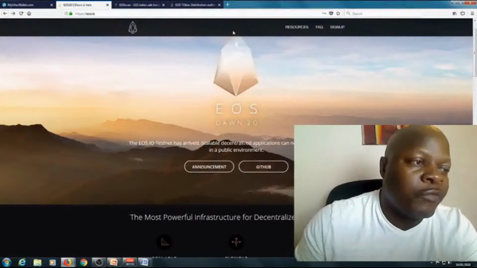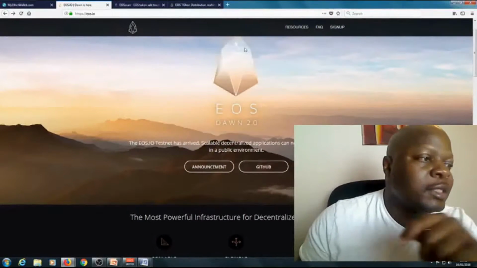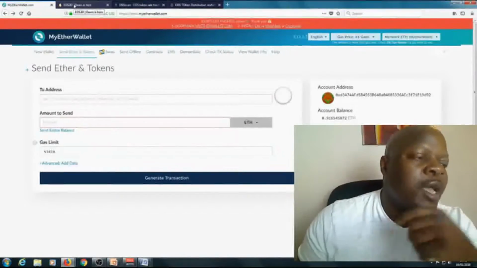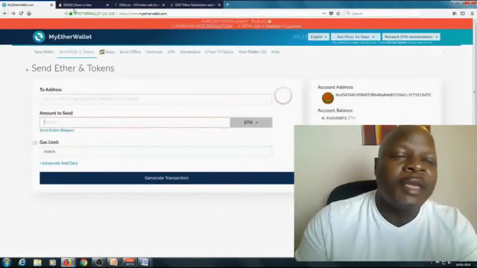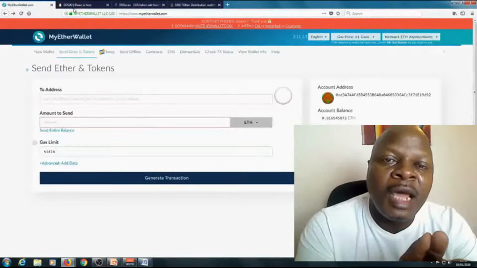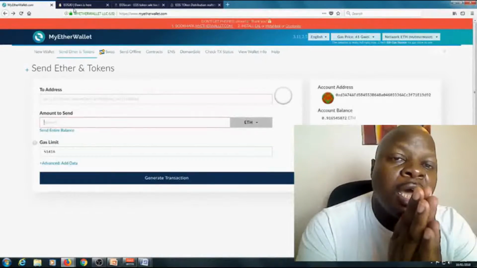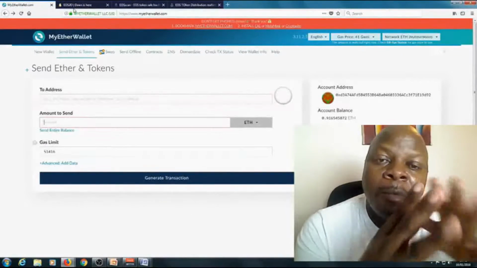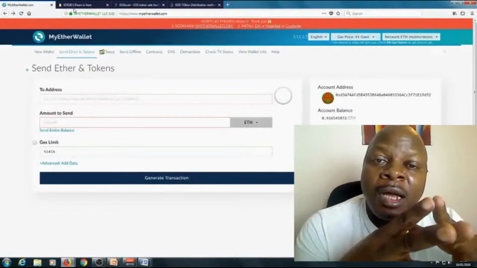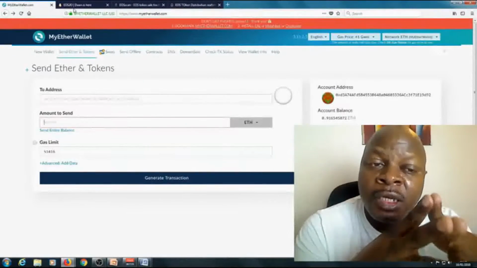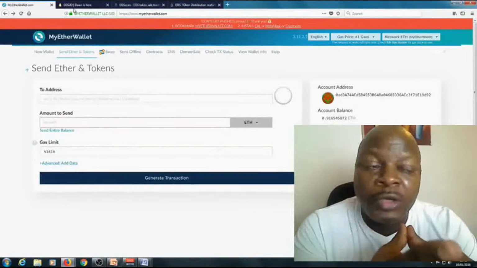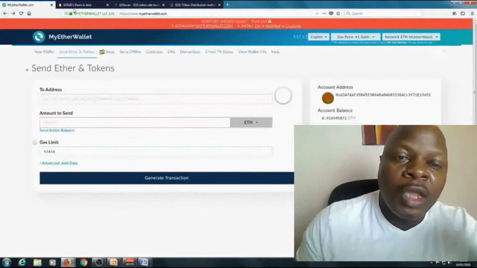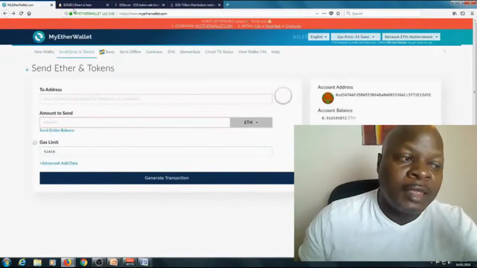So this is the official EOS website. This is their landing page. This is my Ether wallet. Now you would need this or a similar ERC20 wallet to be able to send your ethers to make your bid or to make your purchase, and we will discuss it in detail again. So you'd need your ERC20 wallets.